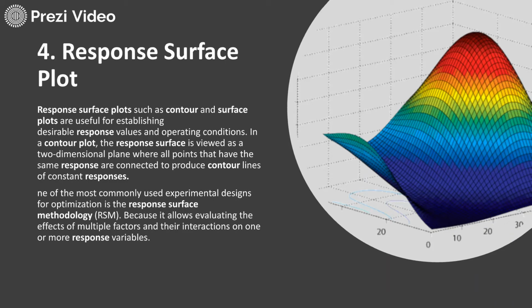So when we are exposing, for example, our drug substance to different factors, different environmental conditions, different pressure conditions, and we are viewing the product and observing the changes, all those different variations can be recorded and analyzed through the help of these response surface plots. So the final outcome will be represented as a response. It is one of the most commonly used experimental designs for optimization, and in brief it is known as RSM, because it allows evaluating the effects of multiple factors and their interactions on one or more response variables.